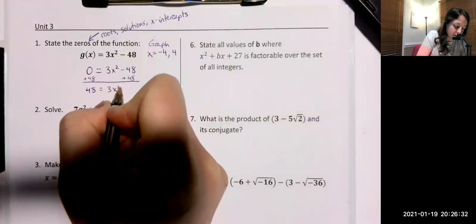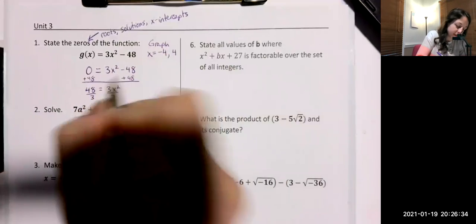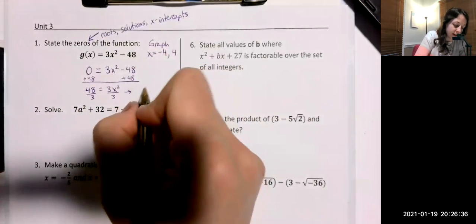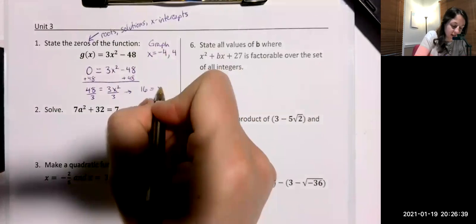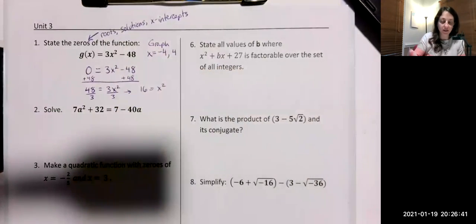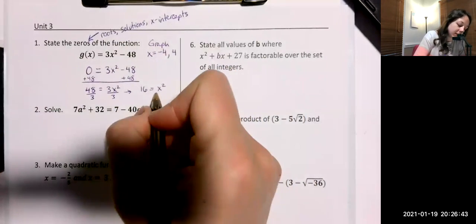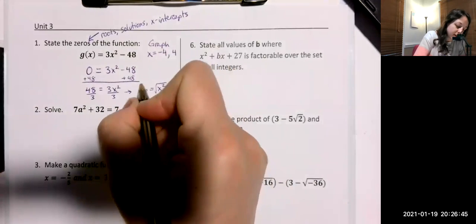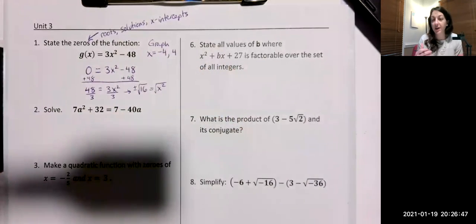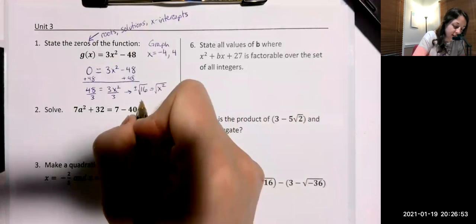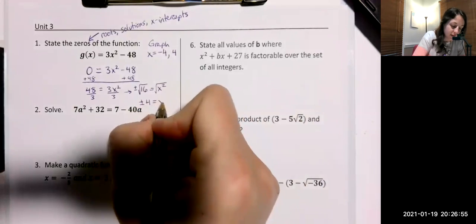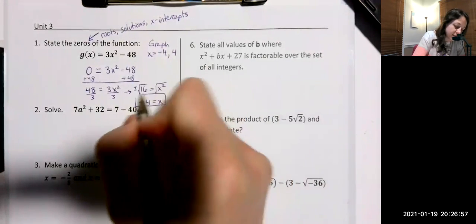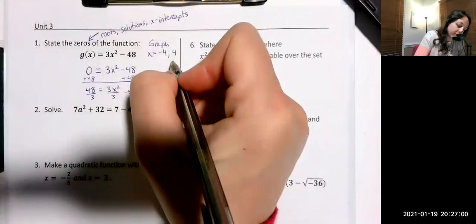And now I'm going to divide by 3. Sorry, I'm going to have to write over to the side here. 16 equals x squared. And then to solve for x, I'm going to take the square root. Now, when we take the square root, we have to write plus or minus in front because it could have been either positive or negative 4 squared, getting us 16. So that's how we get by hand those exact same 2 answers that we got from the graph.